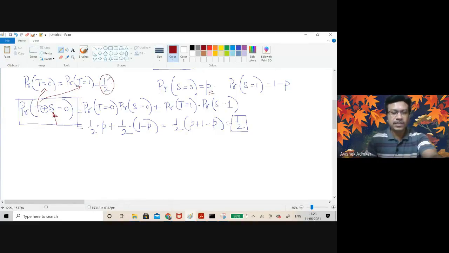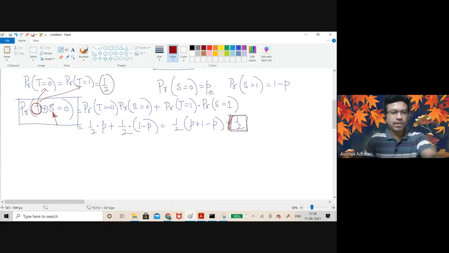That means this is a random event. If I make a XOR with any random variable which is satisfying this property, this means the probability of this is half, then whatever be the probability distribution of S, that becomes random. That is a very important observation, and this fact is very much used in case of stream cipher as well. When we talk about stream cipher, we'll also see a similar kind of property.